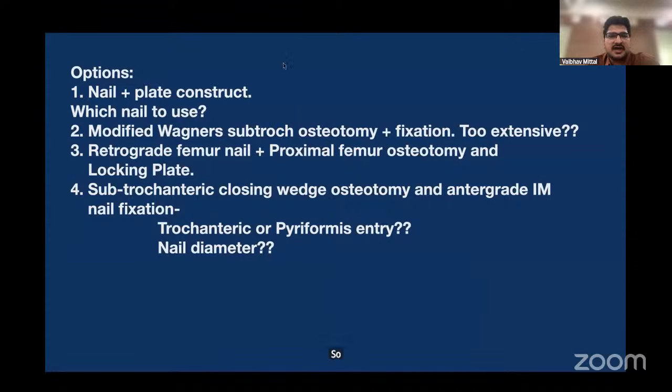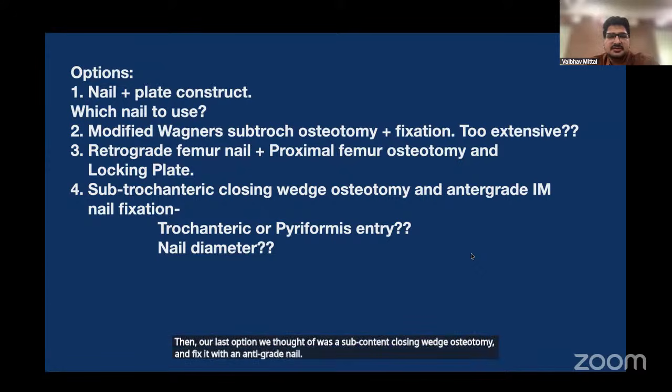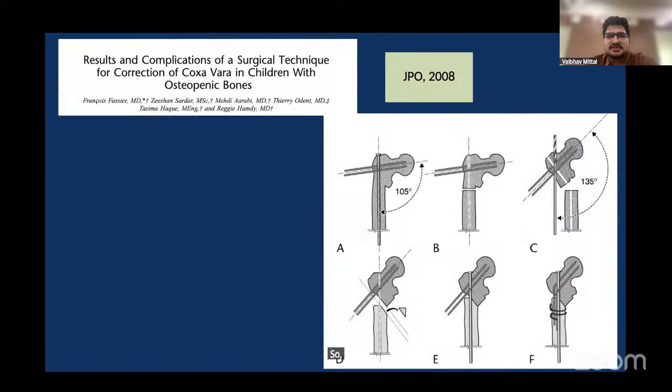We planned, and again, modified Wagner's subtrochanteric osteotomy was a thing we had in mind. Or we thought of a retrograde femur nail with minimum 9 mm diameter till the isthmus, and then augmenting it, doing a subtrochanteric osteotomy and fixing it with a proximal femur osteotomy plate. Our last option was a subtrochanteric closing wedge osteotomy fixed with the antegrade nail. So these were the thoughts.